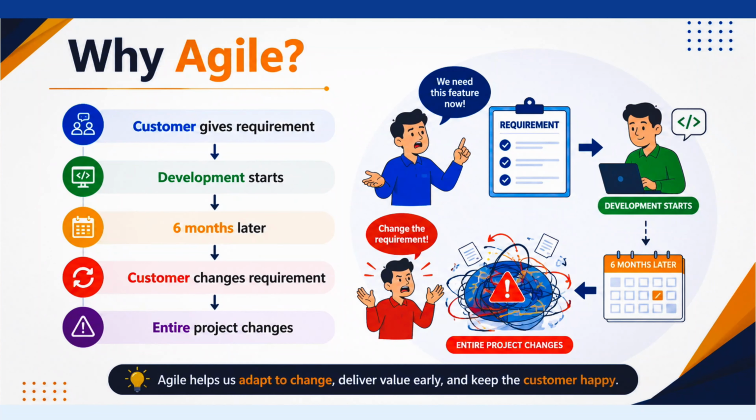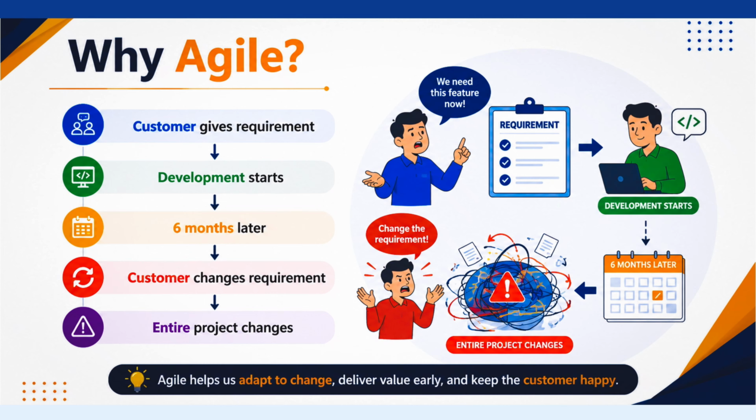So, why Agile? Before Agile, most companies followed the Waterfall model. If you use the Waterfall model, what will happen? The customer gives all the requirements at the beginning. The development team works for several months and finally delivers the product. The problem was the customer often changes the requirements during development, making changes at the end most expensive and more time consuming. So to solve these problems, Agile was introduced. Agile allows teams to deliver software in small parts and quickly adapt to changes.